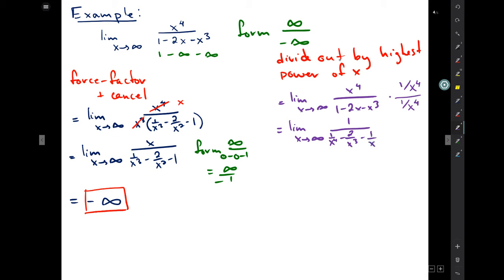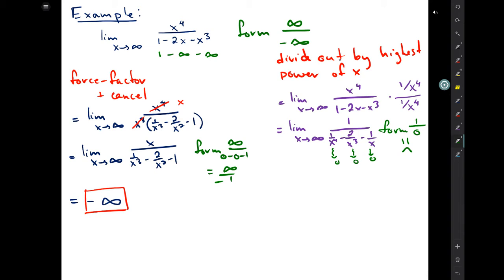And now the problem with doing this, I mean, I haven't done anything illegal. This is still true. But now when I do this, the top goes to 1. And on the bottom, all 3 of these terms go to 0. So this now has form 1 over 0. This is indeterminate, and I'm sad because I don't know what this limit goes to.